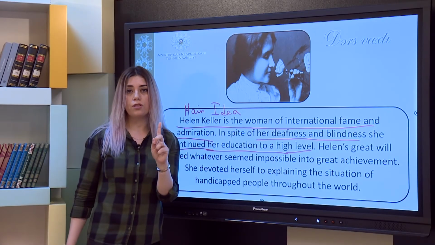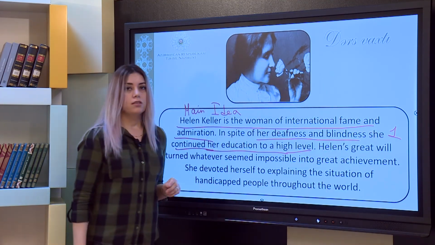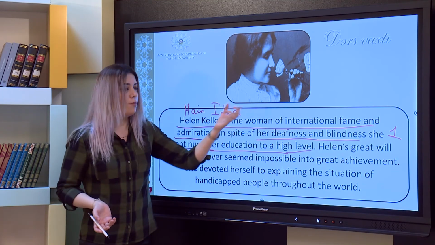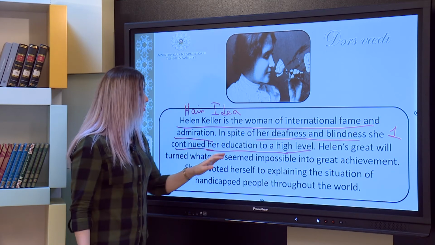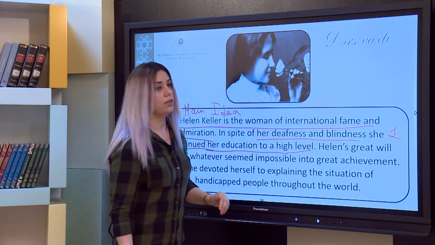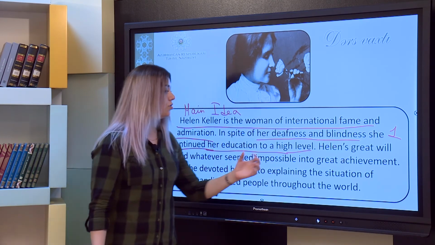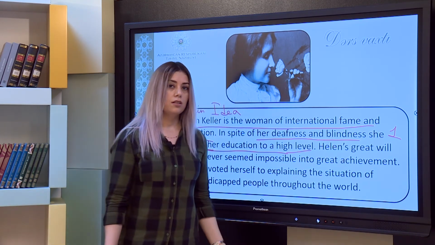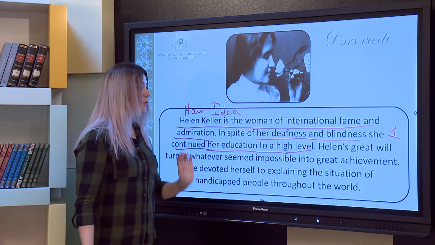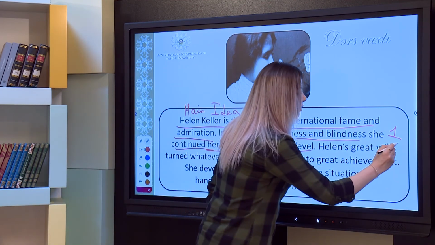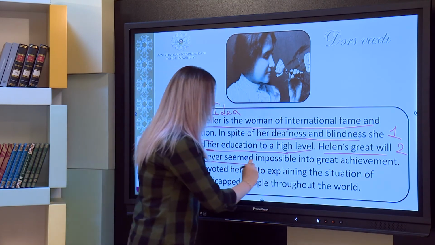So this is our first supporting detail, okay? One detail. Then, what else? What made her famous and admired? Helen's great will turned whatever seemed impossible into great achievement. So she was determined, she didn't give up, and she got great achievement. It's also another reason why she is famous and why she is admired. Second detail. Okay, this is the second supporting detail.